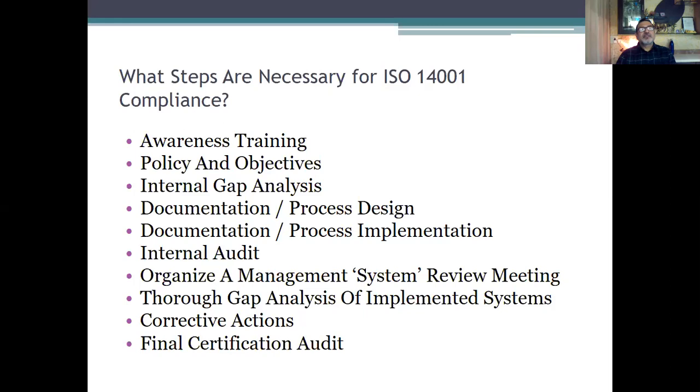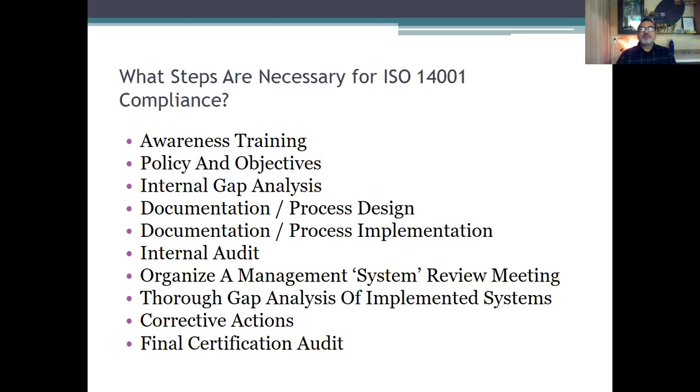Now let's see what are the steps necessary for ISO 14001 compliance. First, awareness training. Your organization should raise awareness about various standards covered under EMS. You should hold separate training meetings for top management, middle management, junior level management, which will help to create a motivating environment ready for implementation.